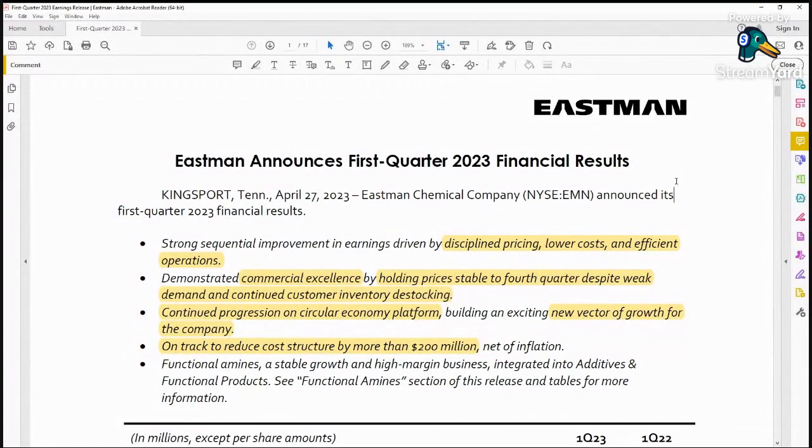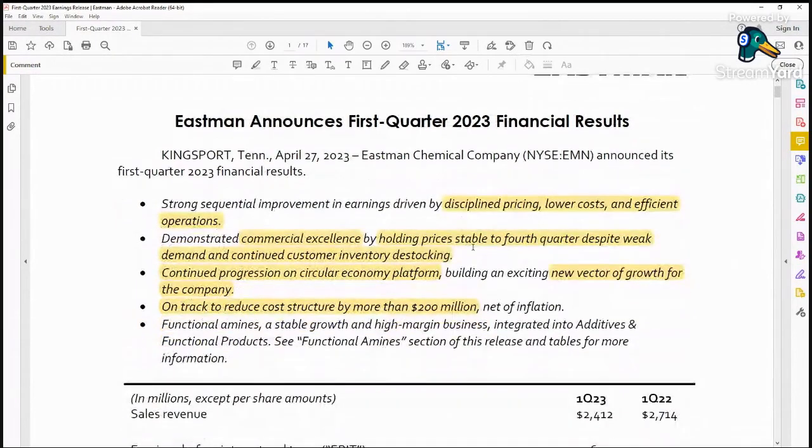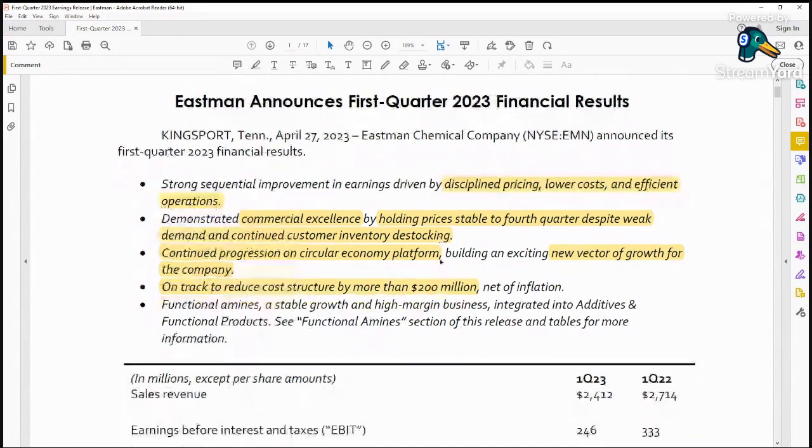And here we have the financial results for the first quarter of 2023. We'll start with the summary that they have at the top. They talk about disciplined pricing, lower costs, and efficient operations. They demonstrate commercial excellence, holding prices stable to the fourth quarter despite weak demand and continued consumer inventory destocking.